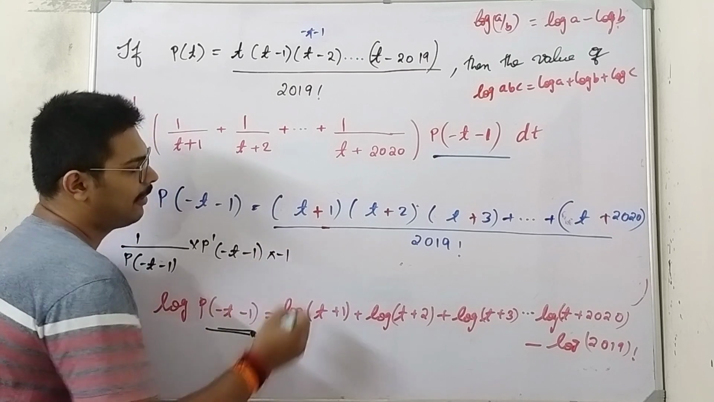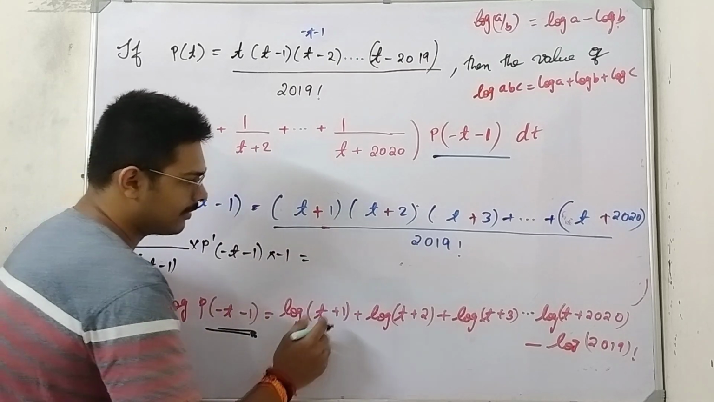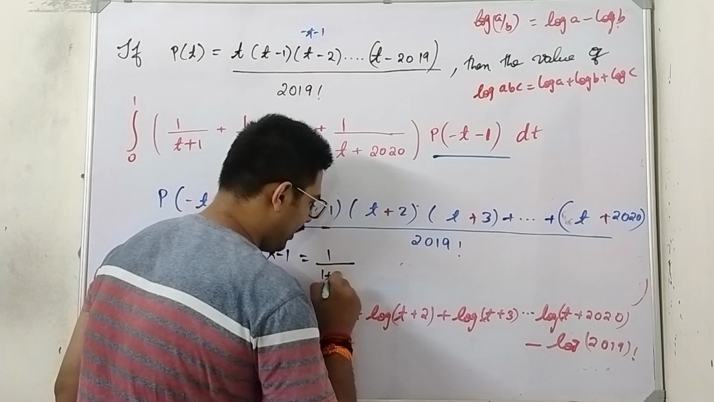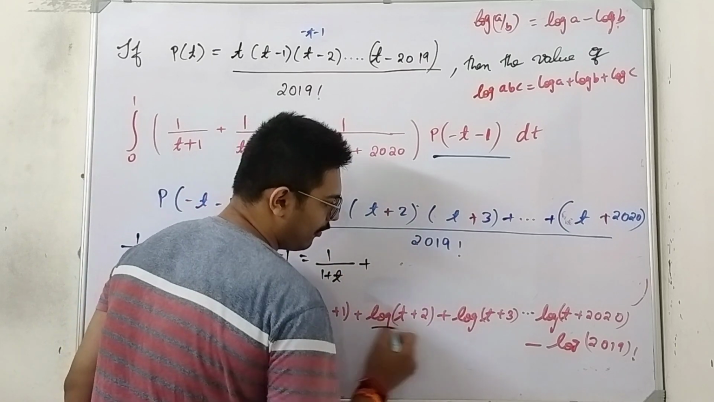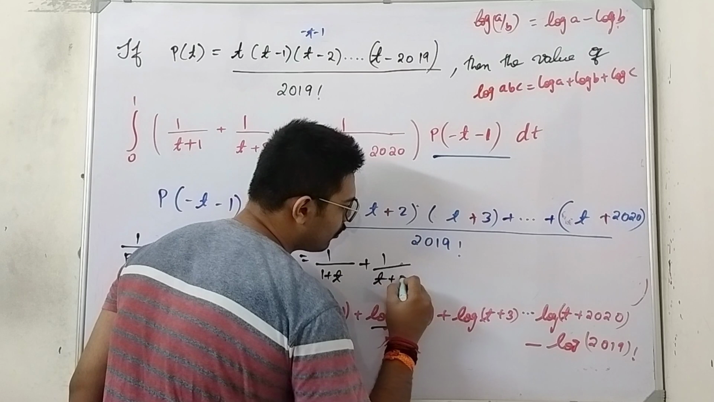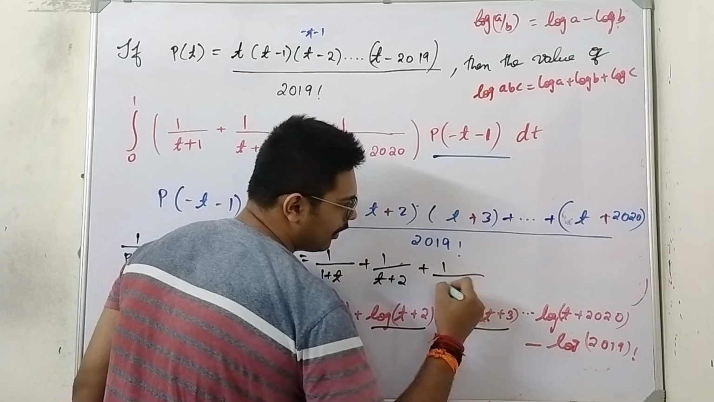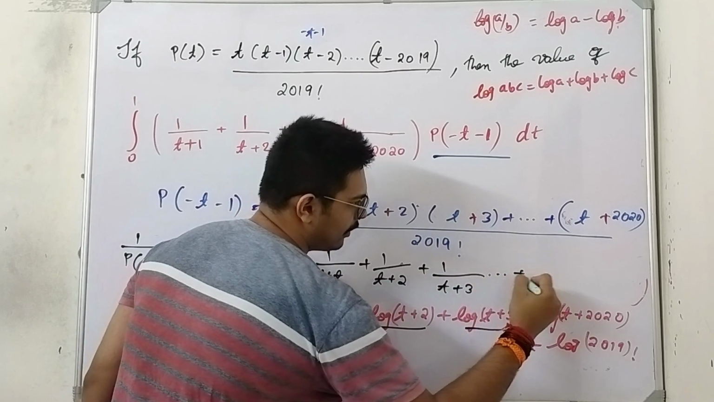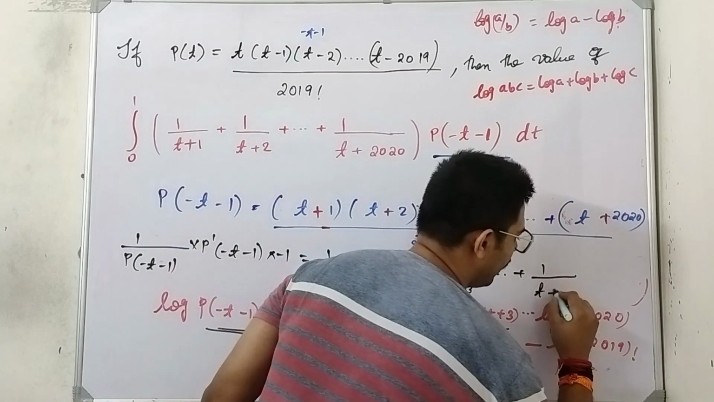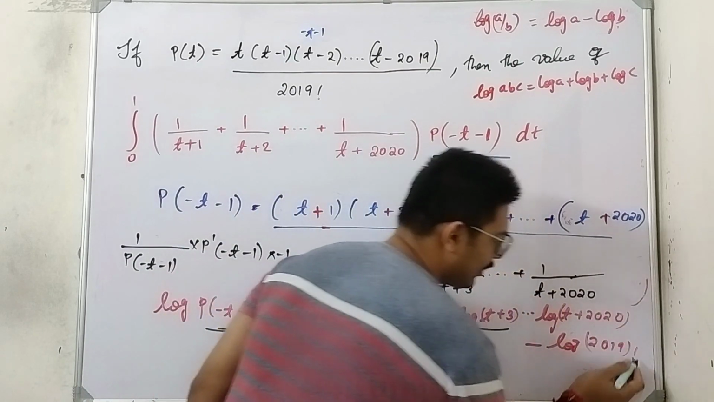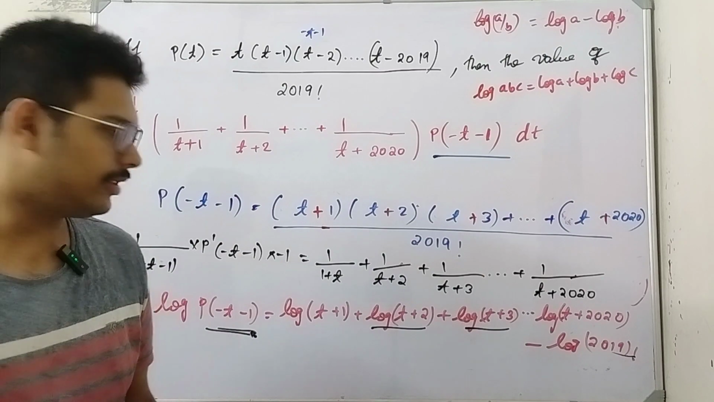It will be minus 1, which is equal to log of 1 plus t. The derivative of log of 1 plus t will be 1 by 1 plus t. Log of t plus 2 will be 1 by t plus 2. This will be 1 by t plus 3, etc. This will be 1 by t plus 2020. And this is a constant, and the derivative of a constant is 0.